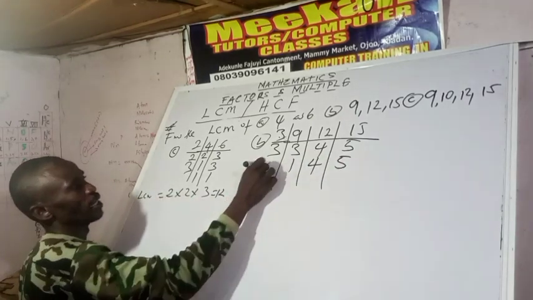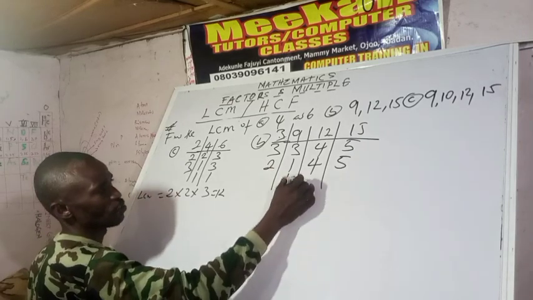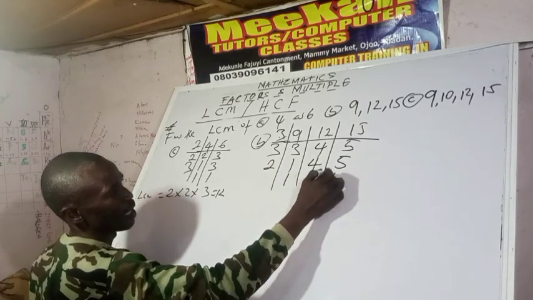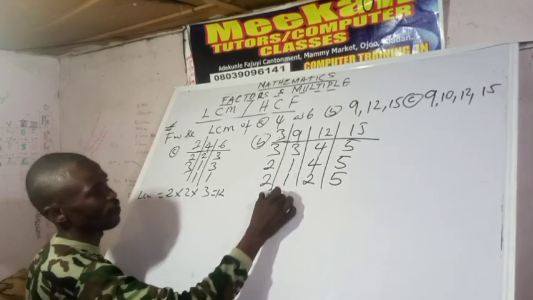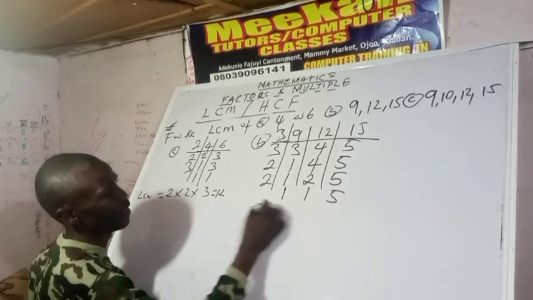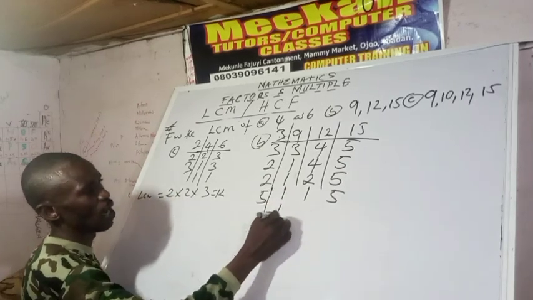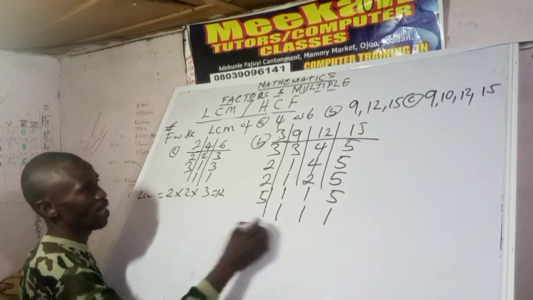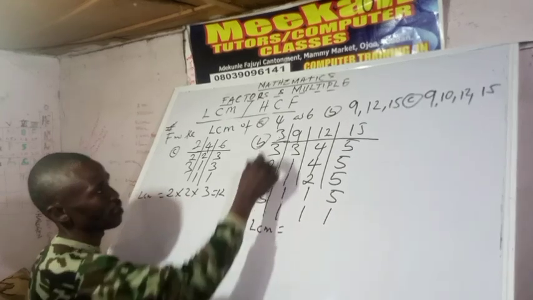What can go again? Let's say 2. 2 here, 1. This one still becomes 2. Bring out the 5. 2 here, what do you have? 1, 1. Still bring out the 5. And here you have 5. 1, 1, and 1. So my LCM here is going to be what?